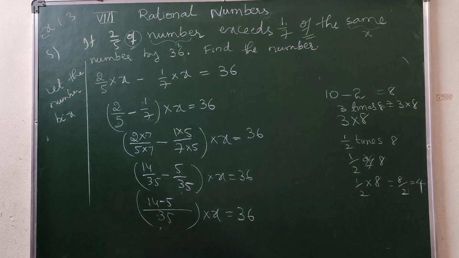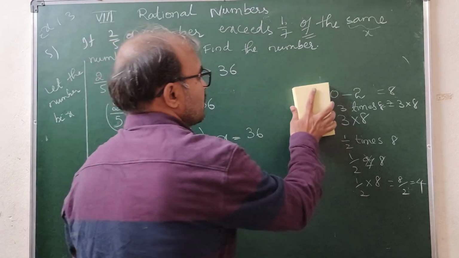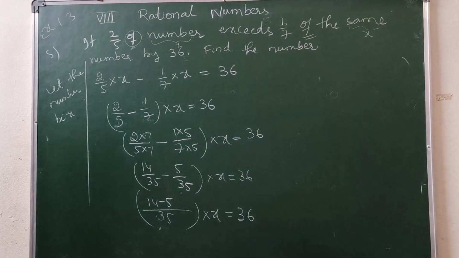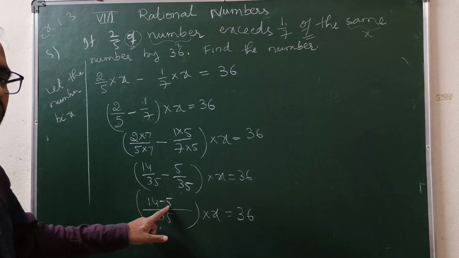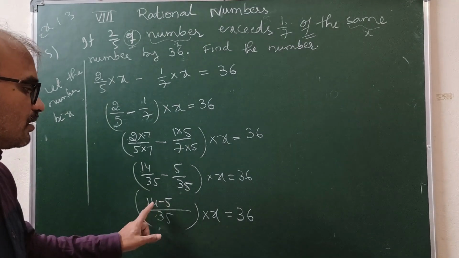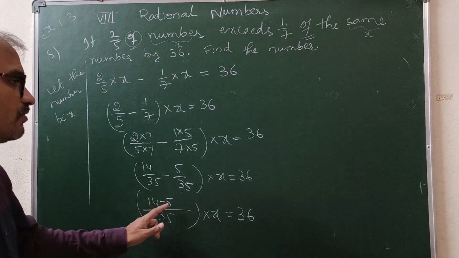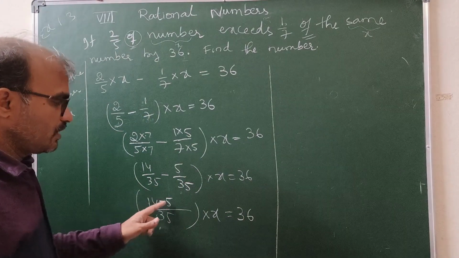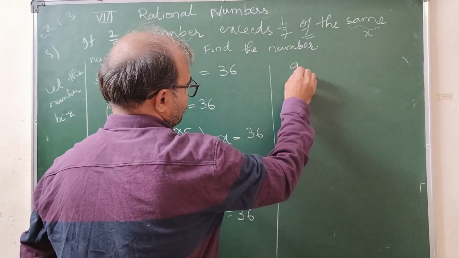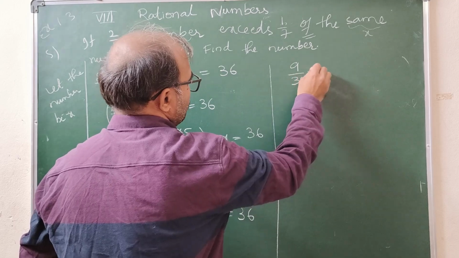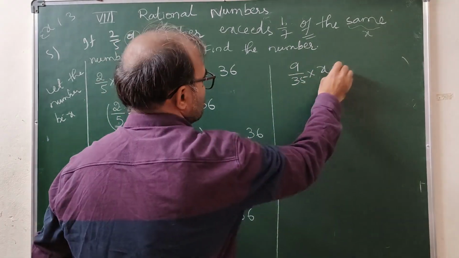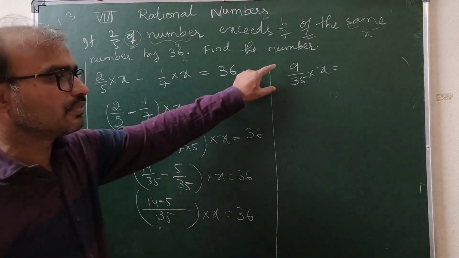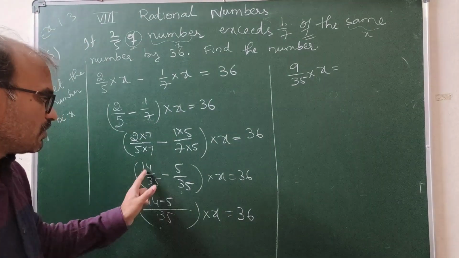So next, 14 minus 5. You have 14 rupees, you have to remove 5 rupees from this. It is possible, you learnt it up to 5th class. So right here, a positive number. 14 minus 5 is 9 by 35 into x. This entire value we got is 9 by 35. Now we got a simple number. There are no more operations here.